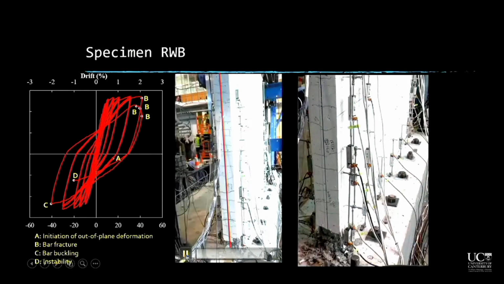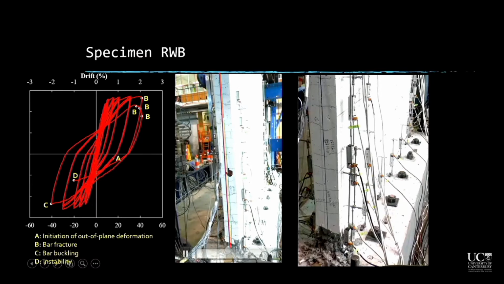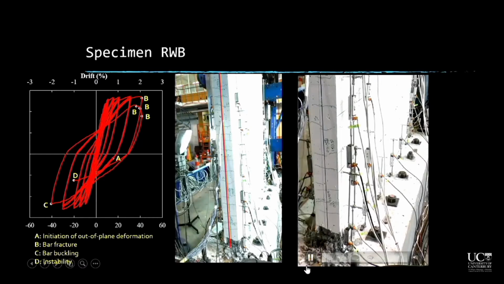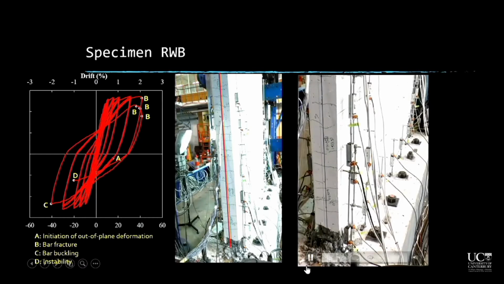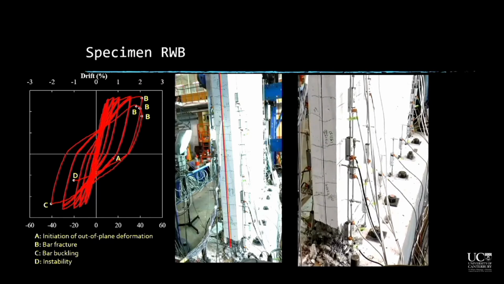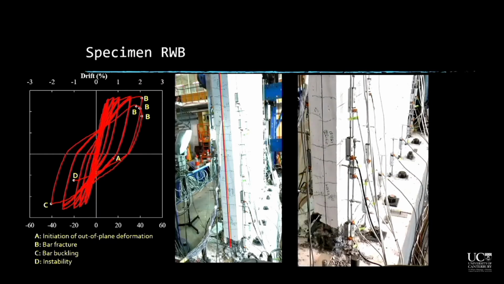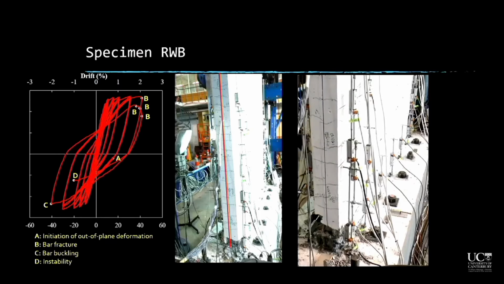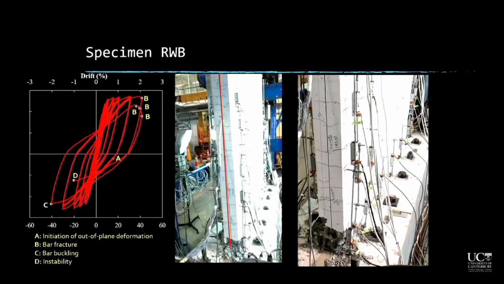This video here shows the development of initial out-of-plane deformation and its recovery. You can see the out-of-plane deformation starting here and then its recovery. And due to development of bar fracture and bar buckling at the base, we had a sort of unstable base, which resulted in instability of the whole wall.